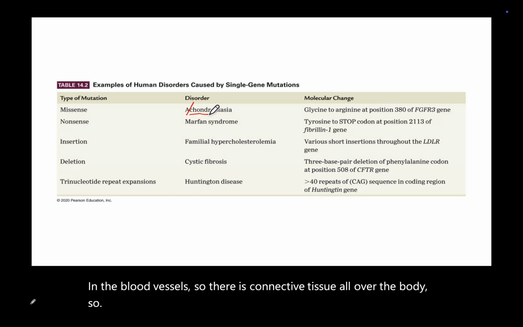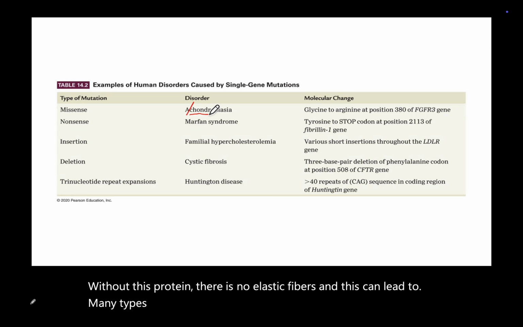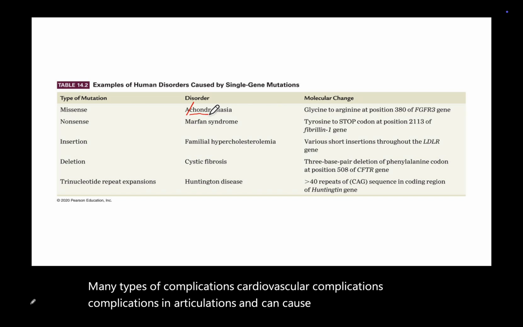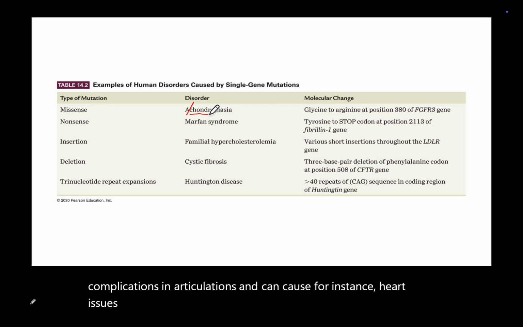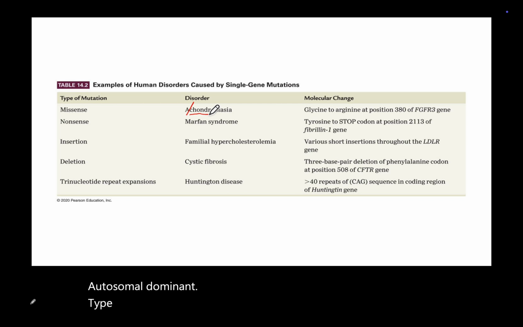So there is connective tissue all over the body. Without this protein, there are no elastic fibers, and this can lead to many types of complications: cardiovascular complications, complications in articulations, and it can cause, for instance, heart issues and blood vessel issues, okay? But this is an autosomal dominant type of disease, okay? Meaning that you need a dominant allele of that gene to cause the disease.